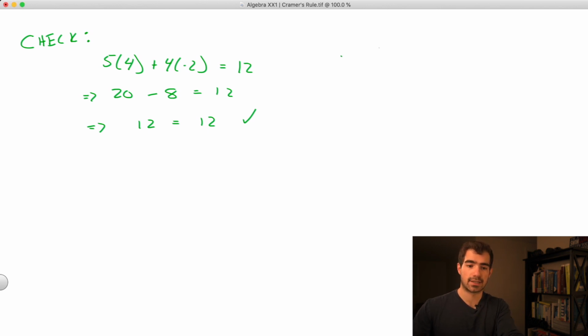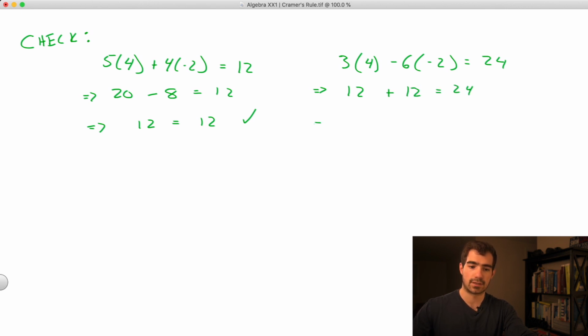We can look similarly at our second to say 3 times 4 minus 6 times negative 2 is equal to 24. And if we do the arithmetic out, we can confirm this because 3 times 4 is 12, and minus 6 times minus 2 is also positive 12. And positive 12 plus positive 12 is equal to 24. And so we're left with a true statement, 24 equals 24. And so this confirms that we were able to do this correctly.